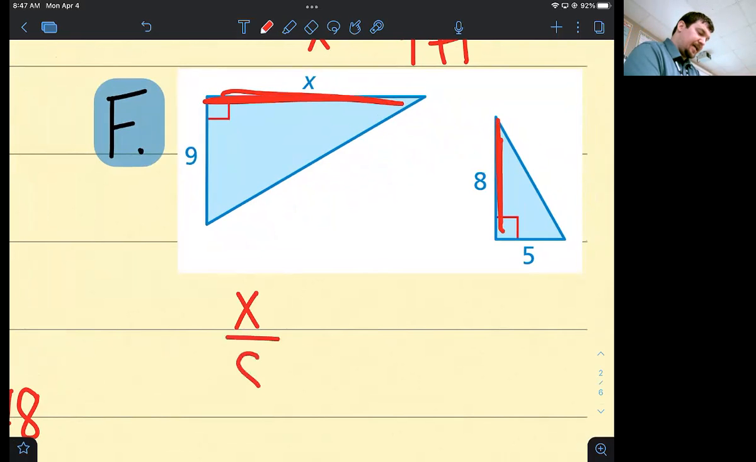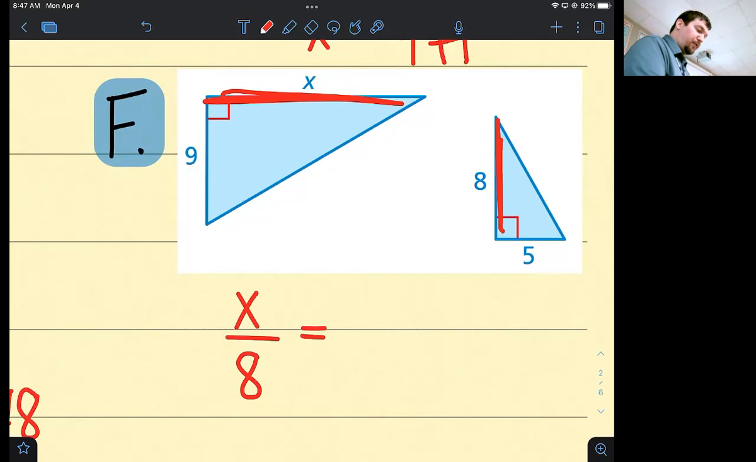So X is to 8 as, now this is where you're going to make a mistake. If you make a mistake, I guess you could make a typo in your calculator, but this is where your mistakes can be made. It's not going to be that you can't do the proportion. It's going to be that you set it up wrong. So be careful. If you do X is to 8, you can't do 5 to 9.